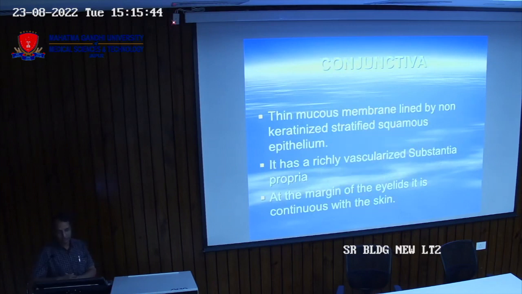It is a thin mucous membrane lined by non-keratinized stratified squamous epithelium, with a rich vascular supply. At the margin of the eyelid, it is continuous with the skin, which forms the grey line.